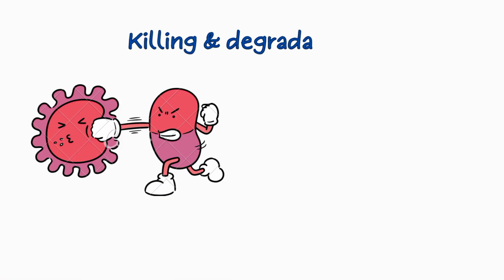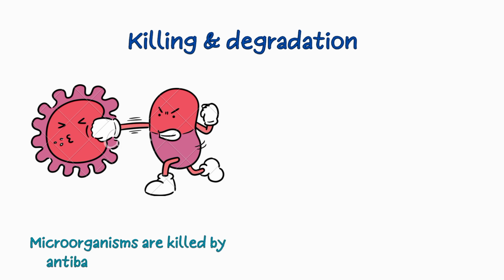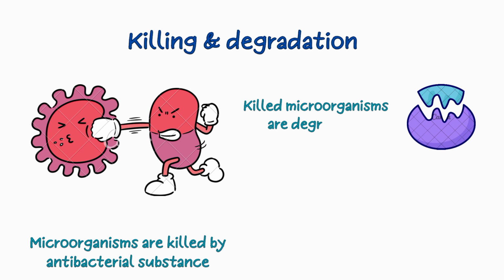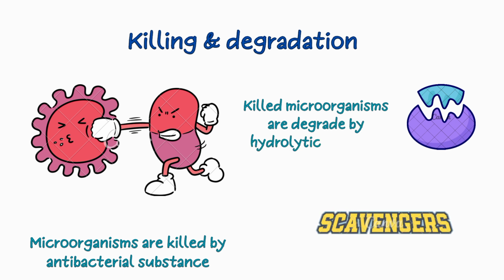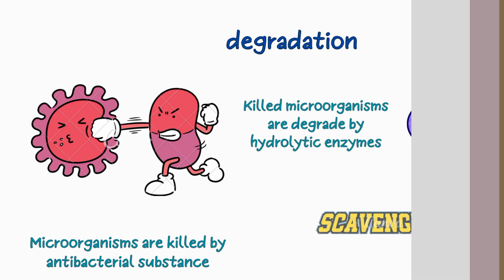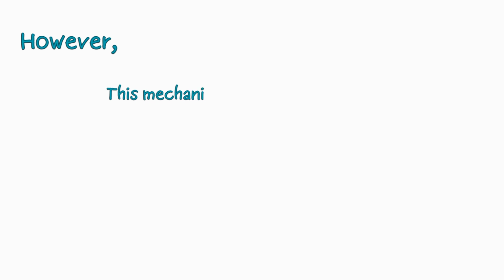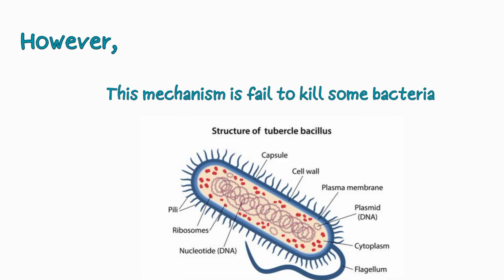Third is killing and degradation. In this, microorganisms are killed by antibacterial substances. After that, killed microorganisms are degraded by hydrolytic enzymes. This is the major function of phagocytes, which is why they are called scavenger cells. However, this mechanism fails to kill and degrade some bacteria like tubercular bacilli.